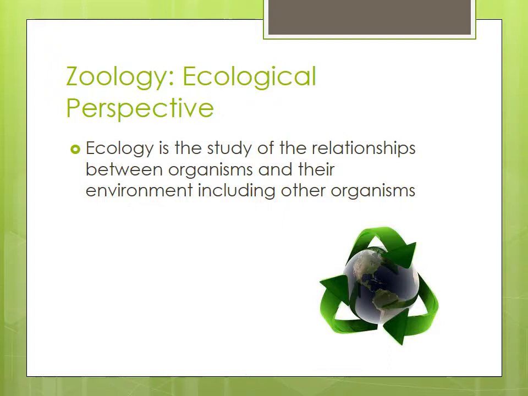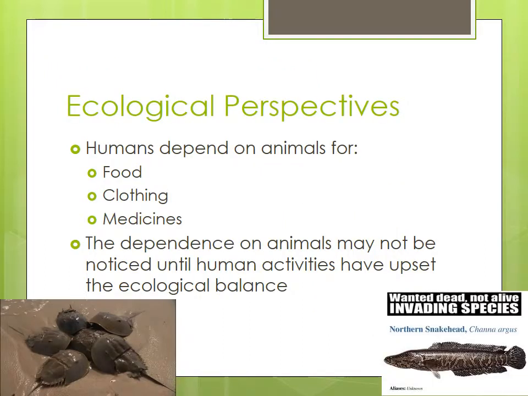The other aspect that we cannot ignore is the ecological aspect. Ecology is the study of the relationships between organisms and their environment, including other organisms. So that's going to become important to animals as we talk about what they are eating, what eats them, those kinds of issues. The ecological perspective also pulls in that human aspect because we humans depend on animals. Among other things, we depend on them for food, clothing, and medicines. Our dependence on animals oftentimes goes unnoticed until our human activities have upset the ecological balance.